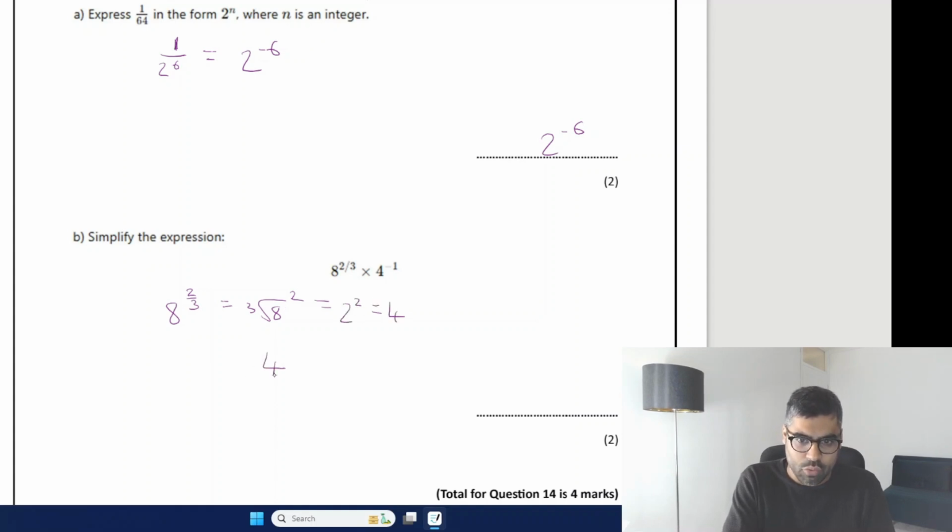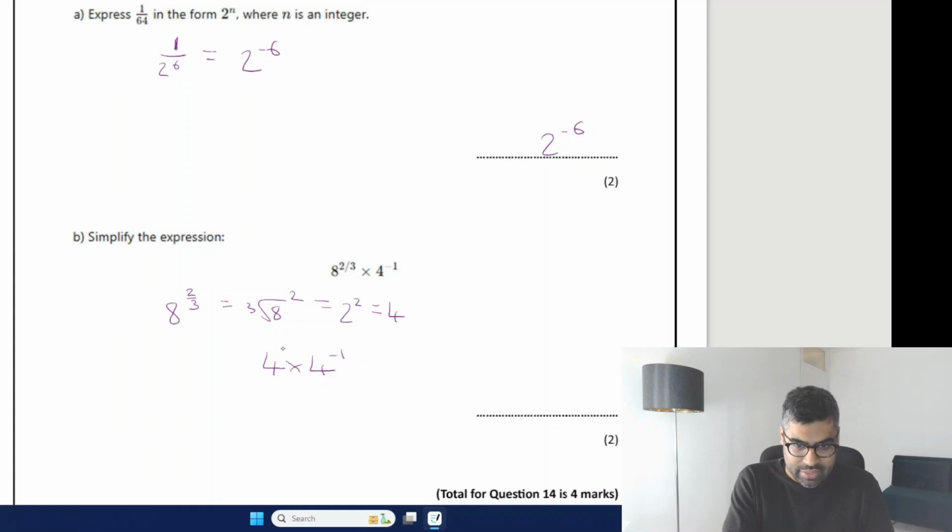So now we have 4 times 4 to the power of minus 1. So there's a couple of ways that we can do this. We can either rewrite 4 as a fraction. So similar to the question above, we can write it as 4 times 1 over 4, which gives us 4 times a quarter, which gives us 1.